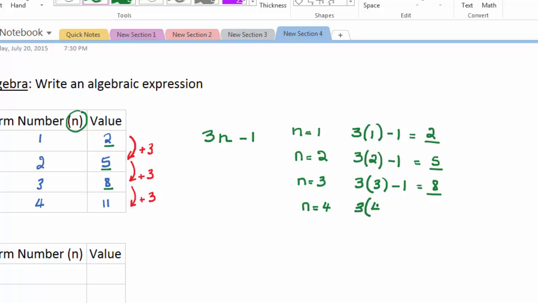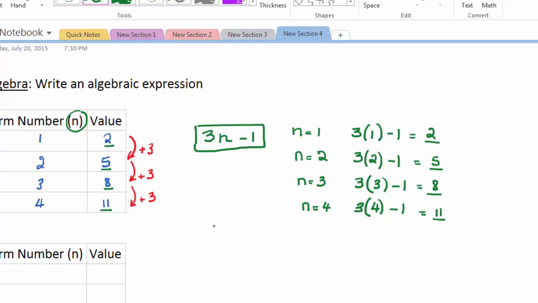So 3 times 4 minus 1. 3 times 4 is 12. 12 minus 1 is 11. Is 11 the value of term number 4? Yes. That means 3n minus 1 is my algebraic expression to find the value of any term.